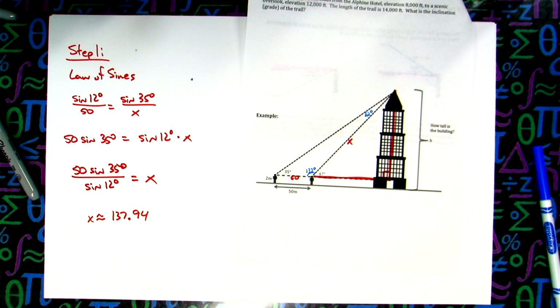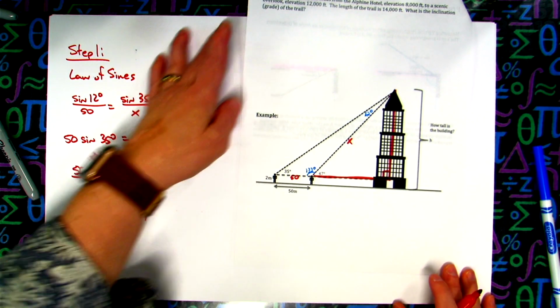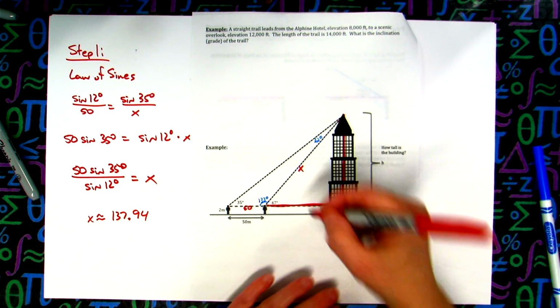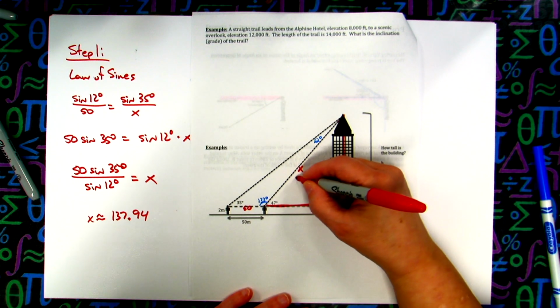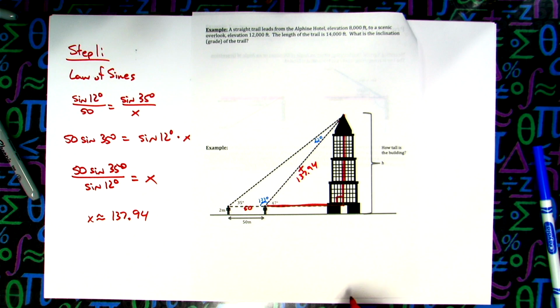137.94. Now if you wanted to be really, really accurate, you take that great big long decimal and store it in a value in the calculator and then retrieve it. That would prevent you from rounding in the middle. But if you don't want to go to that much trouble, we'll go ahead and use the 137.94. So I'm going to write on the diagram, that's 137.94.